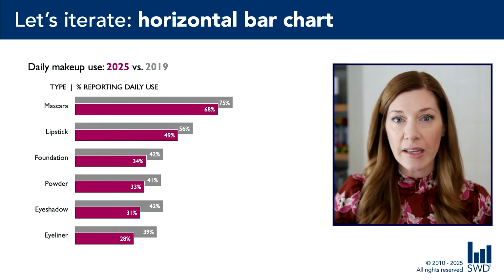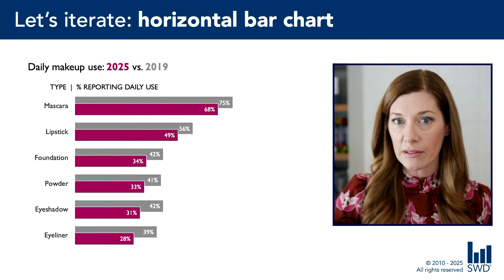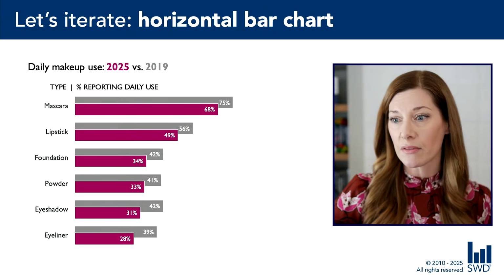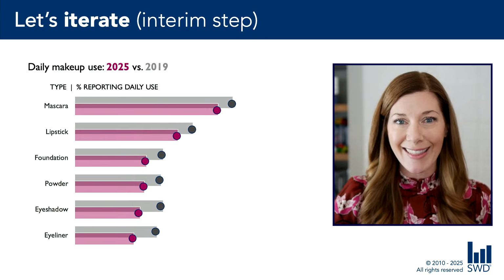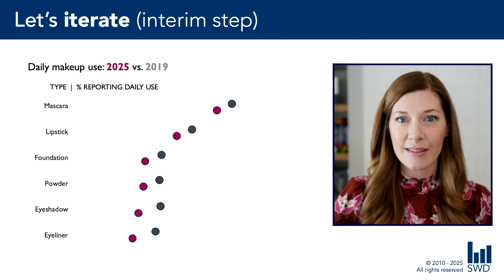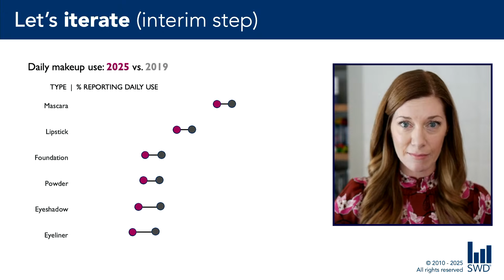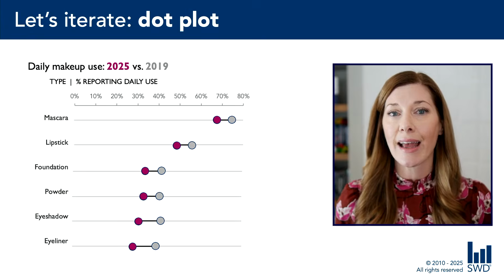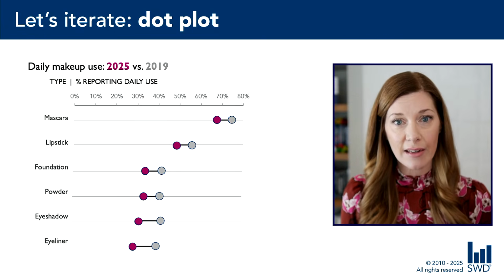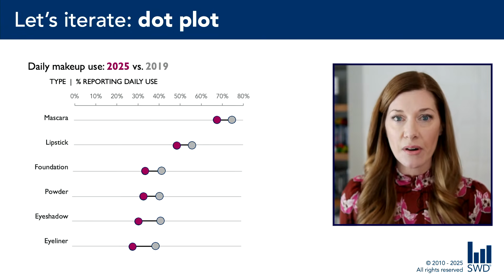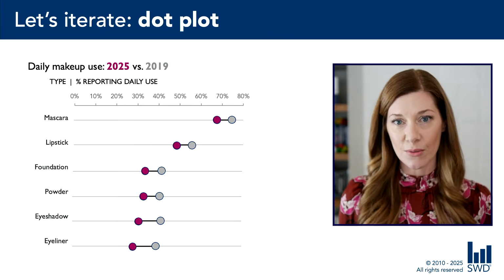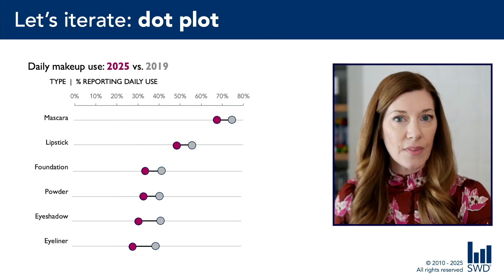In the same way that we iterated on that vertical bar chart, let's see what we might do with this horizontal variety. Put some markers at the end, take away the bars, collapse the markers onto a single line, connect them, add some details, and now we have a dot plot, which is just another way to show this sort of data.